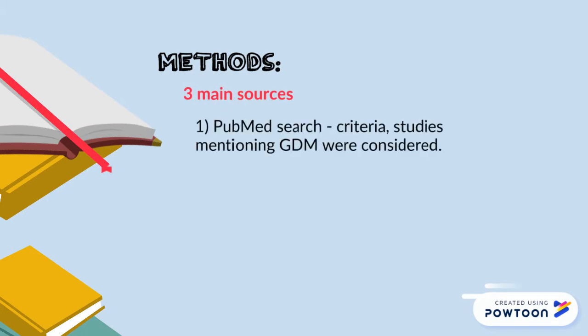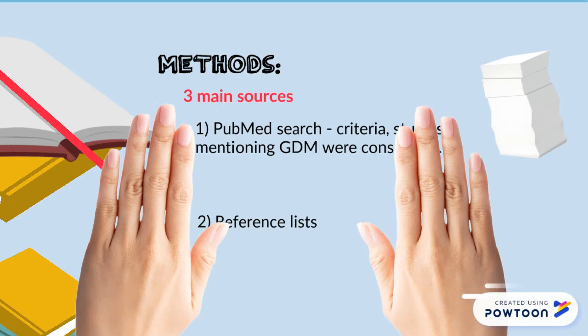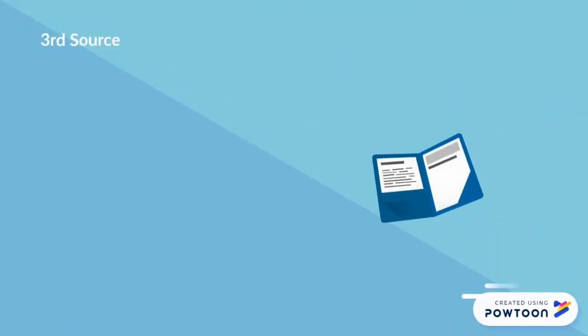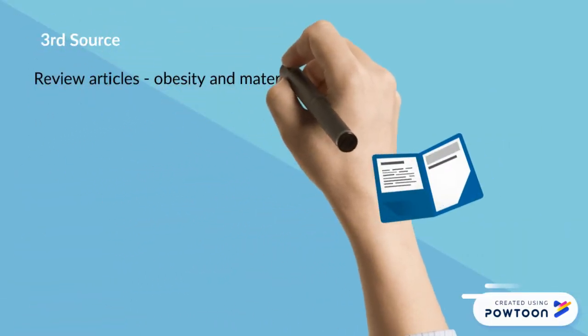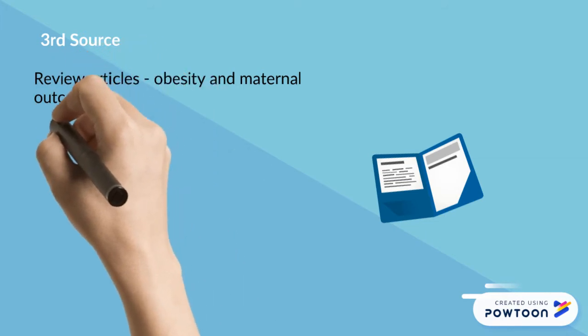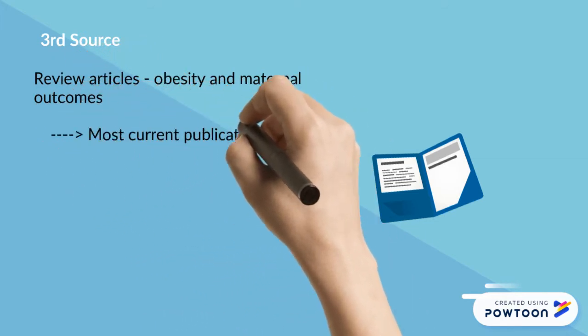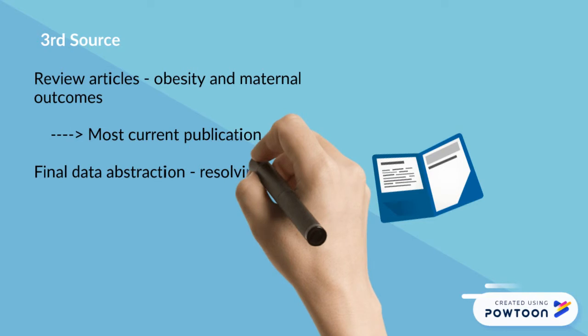Since this paper is a meta-analysis, different studies were identified using three main sources. First was a PubMed search, which was used by setting specific criteria, and studies that mentioned gestational diabetes as a result were considered. Secondly, reference lists were manually selected and the entire text of studies was acquired. Finally, the third source of studies was review articles on obesity and maternal outcomes. The most current publication was used in the case of multiple papers from the same study population.